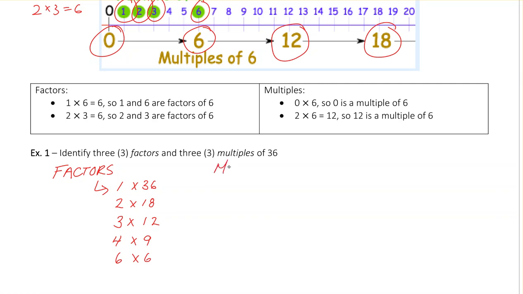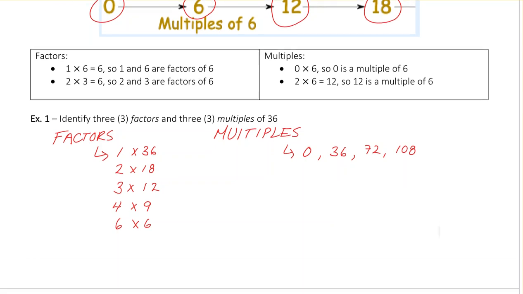Well, multiples, you always have 0. You can have 36 times 1, 36 times 2 would be 72, and 36 times 3 would be 108. You could continue that list on and on as you go through, but we only need 3 examples here. So that would be the difference between factors and multiples.